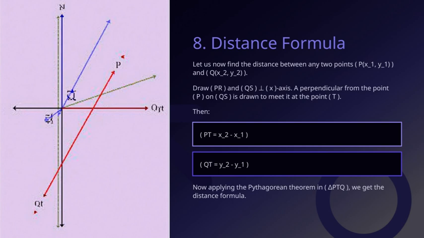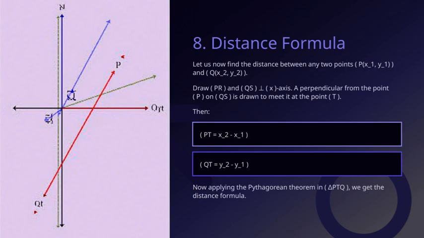Next, we draw the segments PR and QS, which are perpendicular to the x-axis. From point P, we then draw a perpendicular line down to meet QS at point T. This construction helps us visualize the right triangle involved in the distance calculation.